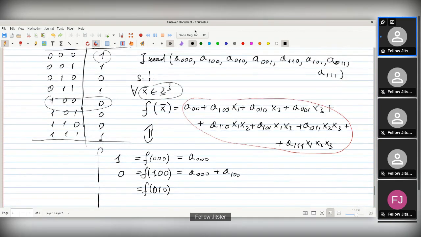Please continue. If it is clear, please continue. What does this equal? F of 0, 0, 1, 0.